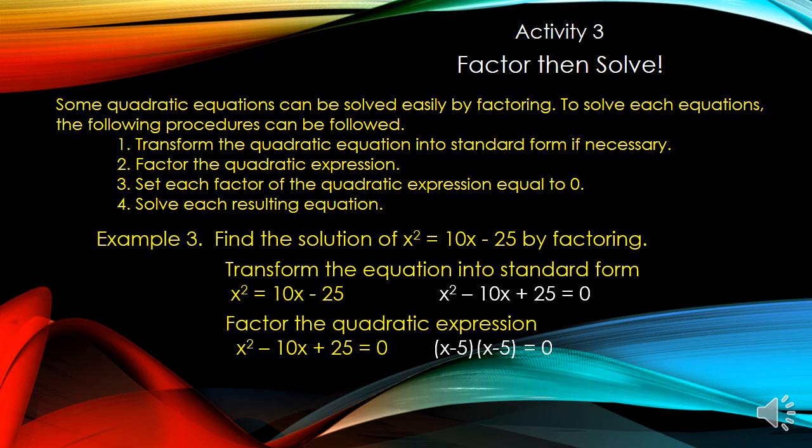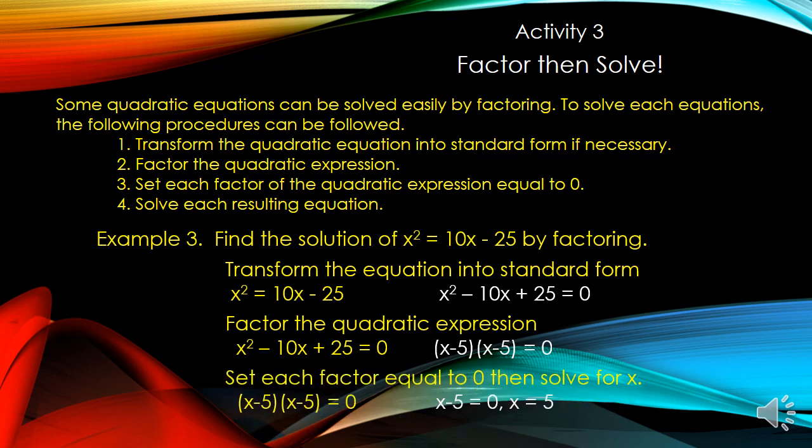This is an example actually of what we call a perfect square trinomial. So set its factor equal to 0, then solve for x. So x minus 5 equals 0. X is equal to 5. So this quadratic equation has roots that we say are real and equal. So it has real equal roots.